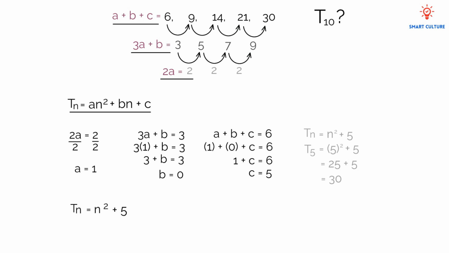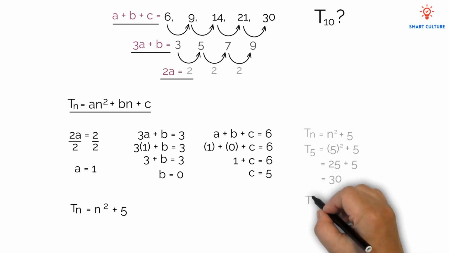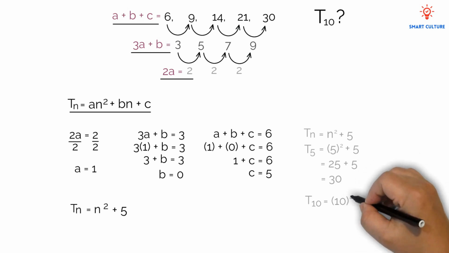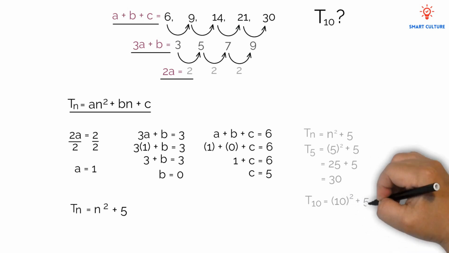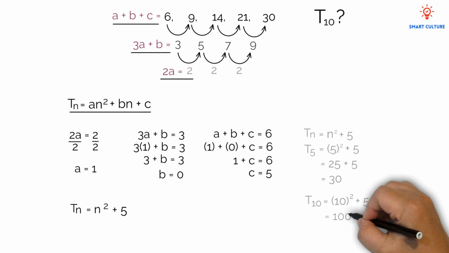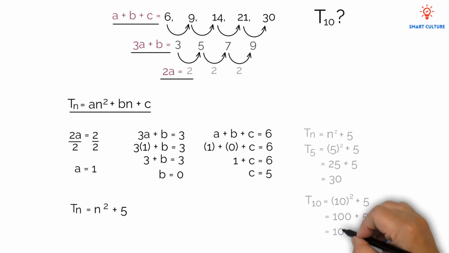Now remember, we want to determine the value of the 10th term. So we'll sub in the value of 10. 10 squared plus 5. 10 squared is equal to 100. 100 plus 5 is equal to 105. So this is the value of the 10th term.